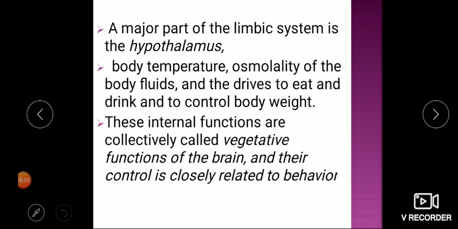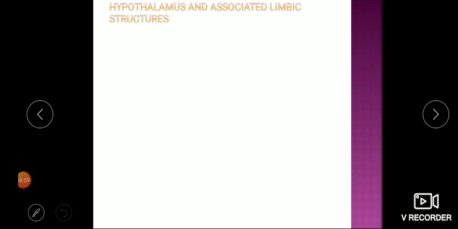So these internal functions are collectively called vegetative functions of the brain, and their control is closely related to behavior. That's why you will see in depression there is a loss of weight, loss of urge to eat. So the hypothalamus plays a role in the preservation of self by controlling these vegetative functions of the human body, so that this behavior will help the survival of self. Apart from this, certain nuclei of the hypothalamus have additional functions.